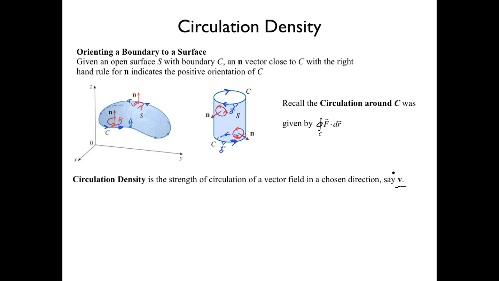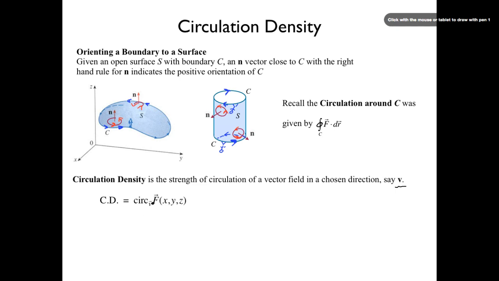for circulation density. Choose any direction V, and you're asking about what? The circulation in the plane orthogonal to V, right? Because the direction of circulation is always orthogonal to the circle of rotation. So when you choose a direction V, you're saying how much strength of circulation is this way. See that? And if I choose V to be like this, I'm saying how much circulation is there this way in the plane orthogonal to V.